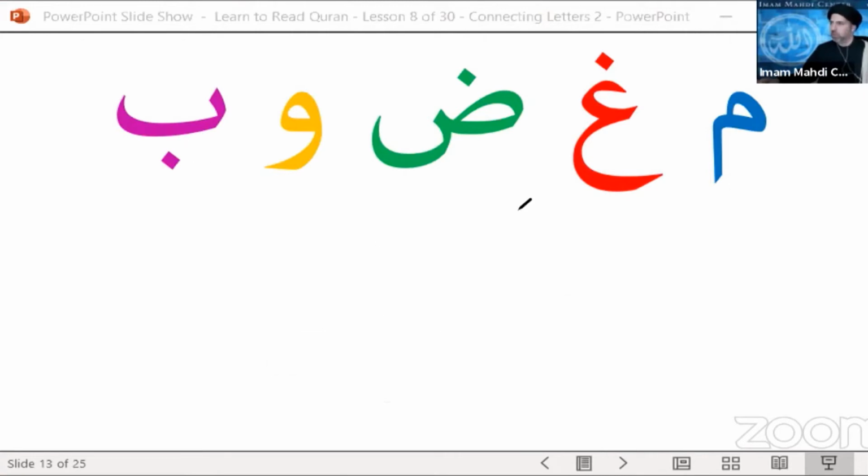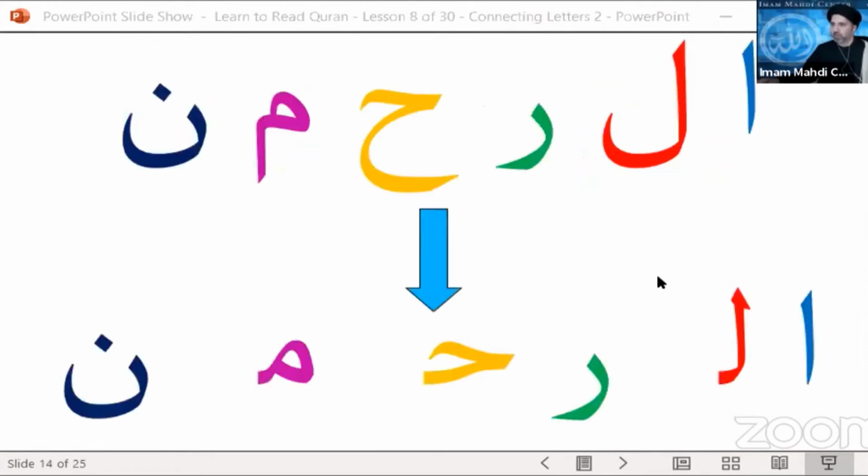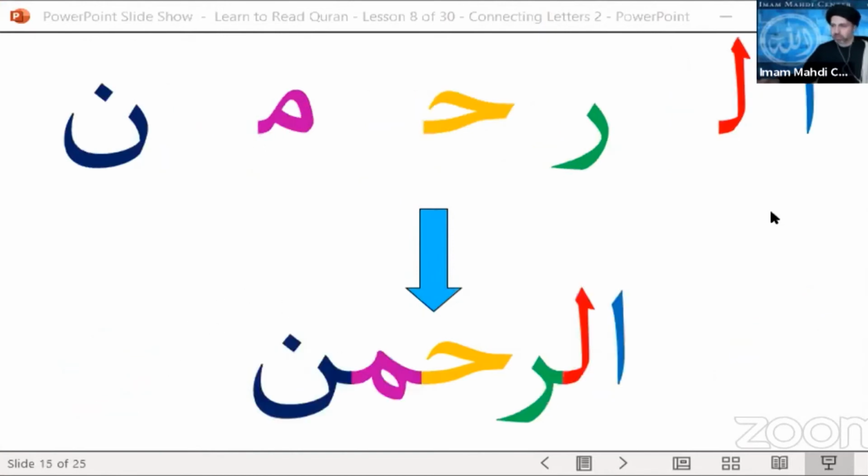Now we're going to go to, I believe, a 6-letter word now. Here we go. We have Alif, Lam, Ra, Ha, Mim, and Nun. And it's the same process as before. The Alif stays the same. You've seen the lowercase Lam. The Ra does not change. It's another letter that doesn't have a lowercase form. We keep the top portion of the Ha. We keep the top portion of the Mim. And the Nun, being the last letter, stays the same.